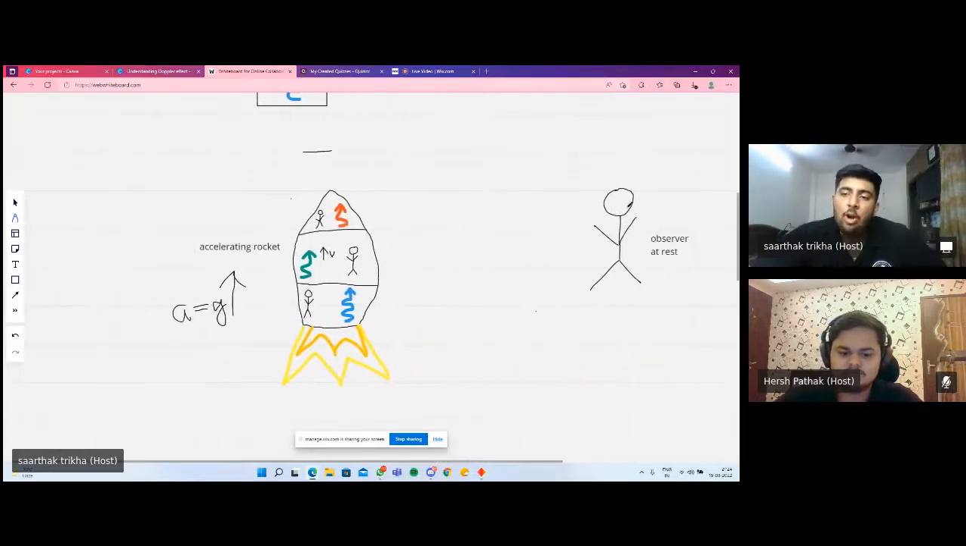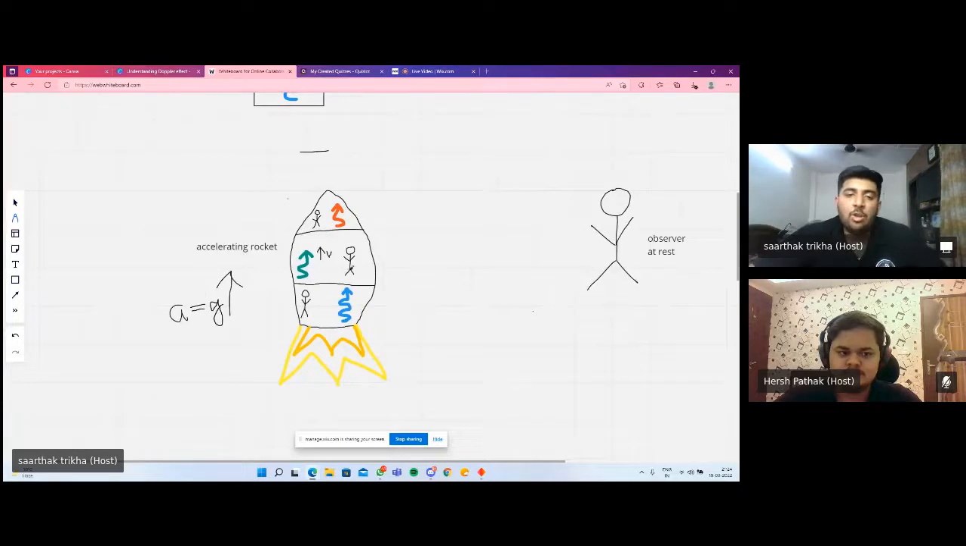Now let's consider an observer at rest outside the rocket. Now these observers were moving with the velocity of the rocket. Now if we consider an observer outside the rocket, we see that he only sees blue light. For him the shift doesn't happen. So how could this be?